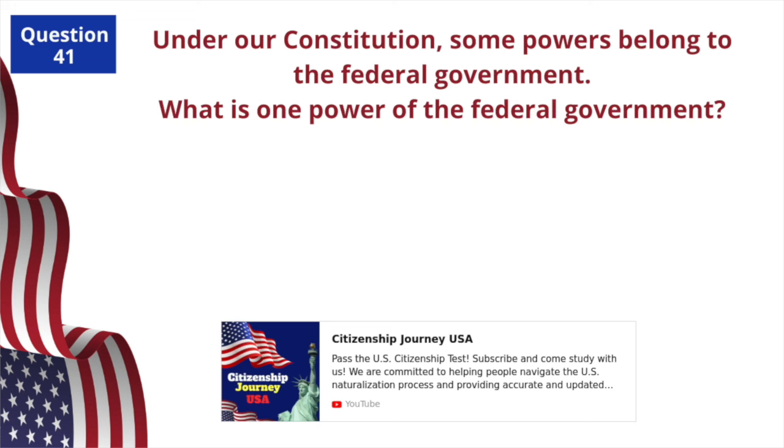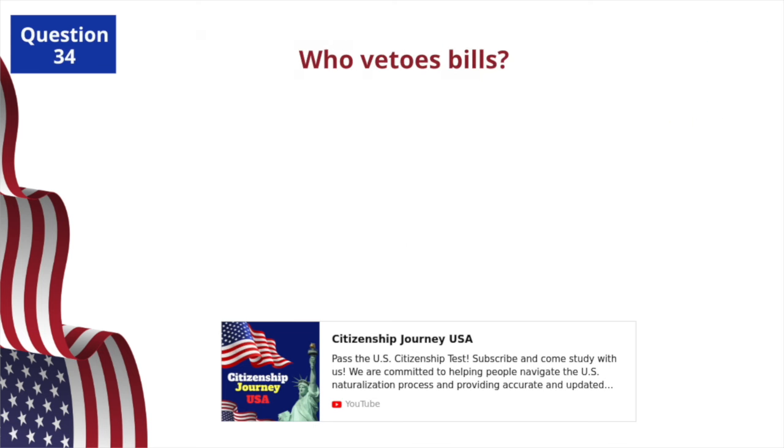Under our Constitution, some powers belong to the federal government. What is one power of the federal government? To print money. Who vetoes bills? The president.